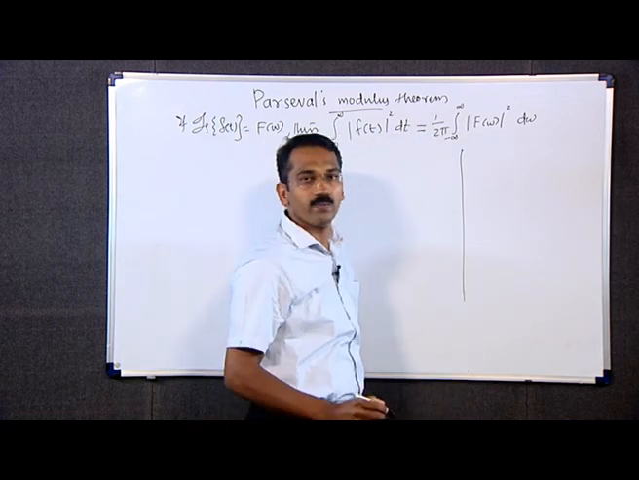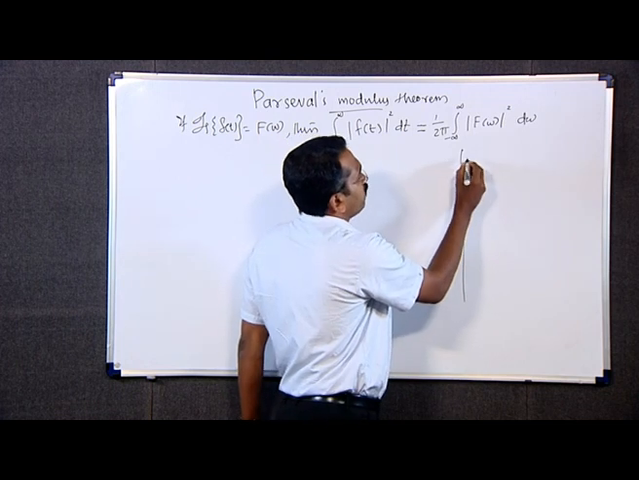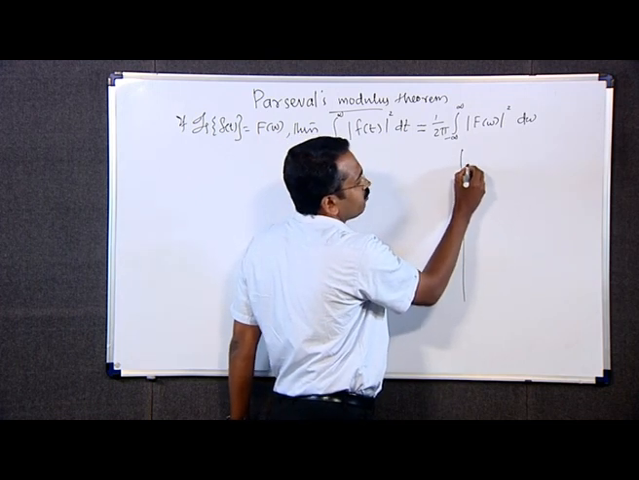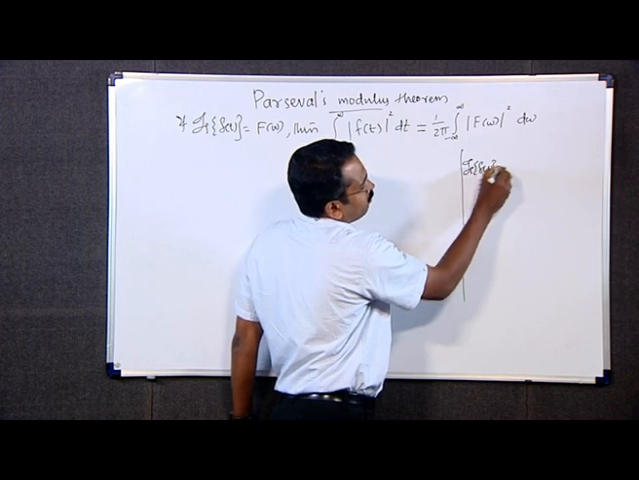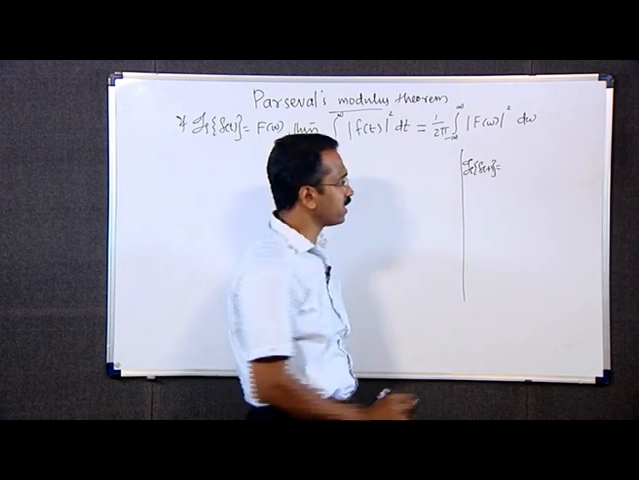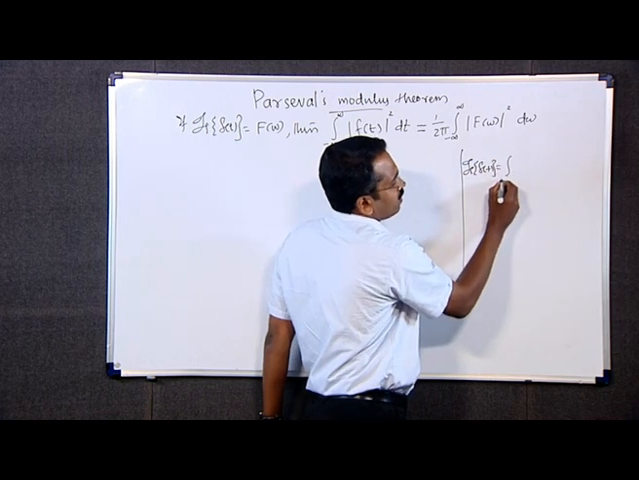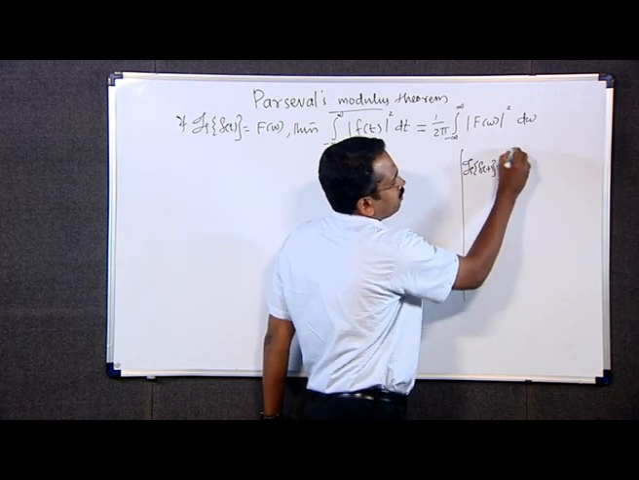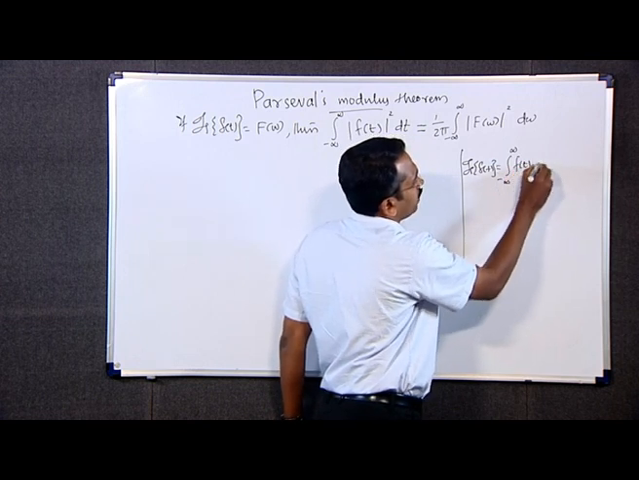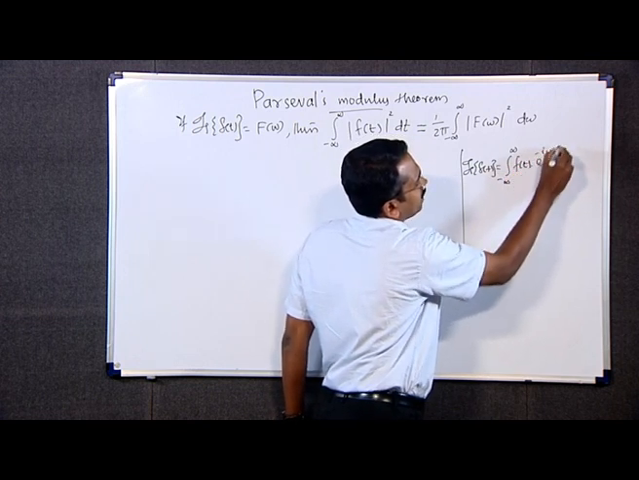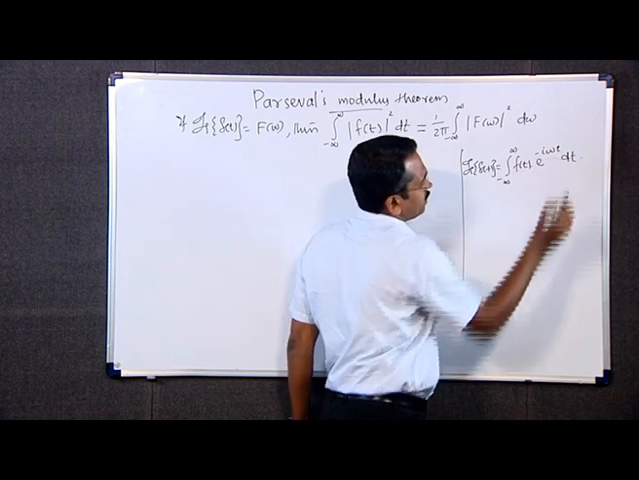we have to know the Fourier transform. The definition of Fourier transform is: the Fourier transform of f(t), which is a function F(omega), is defined as the integral from minus infinity to infinity of f(t) into e raised to minus i omega t dt.